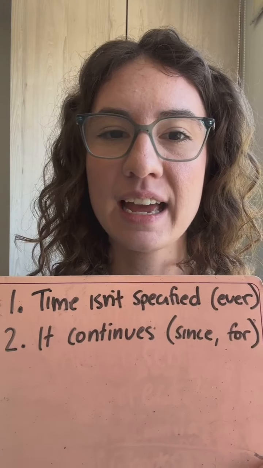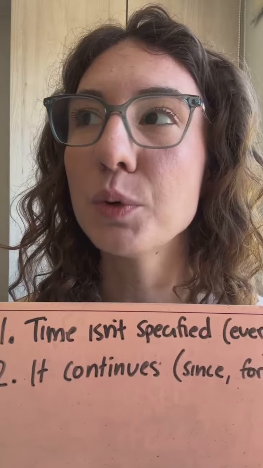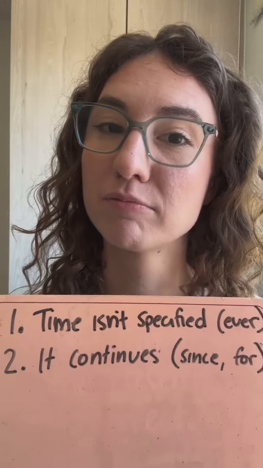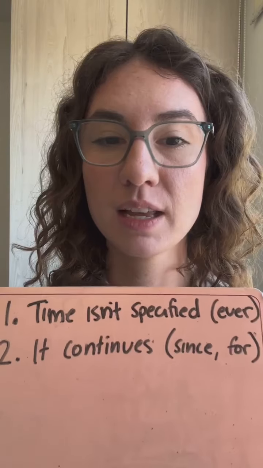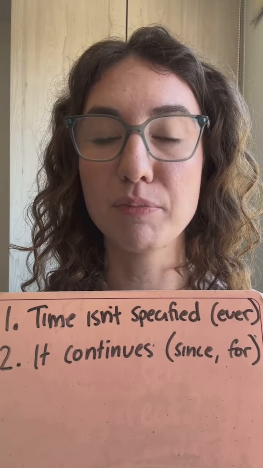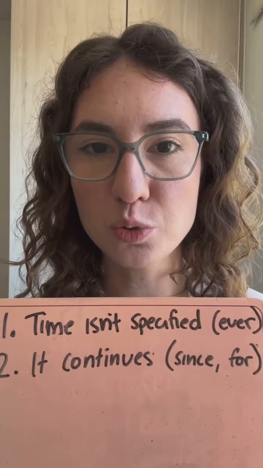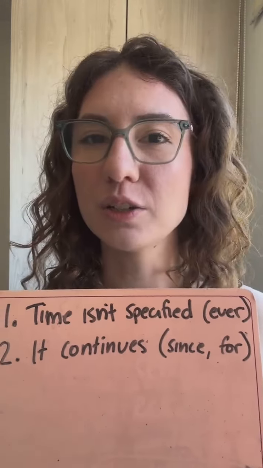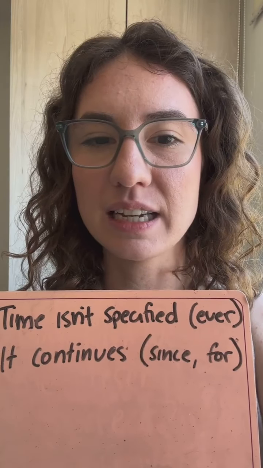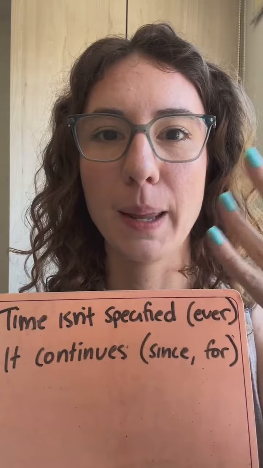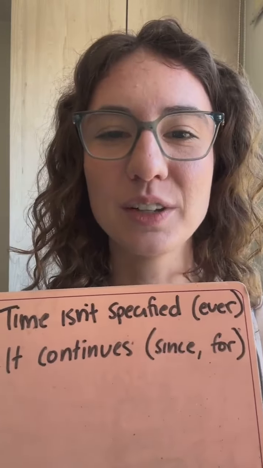We can say the time isn't specified, like, have you ever been to Chile? Or we can also say that it continues. So I have been practicing English for 10 years. These are the two situations when we can use the present perfect tense. I've been studying for procurement today. Yes, exactly. You can also say that.